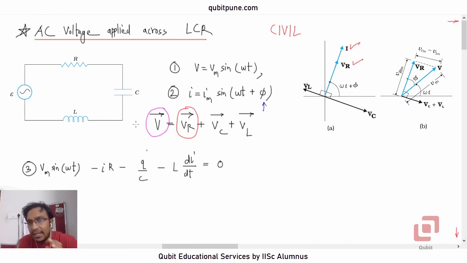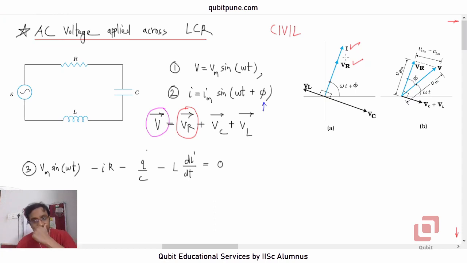Right? At any given instant t, let's say omega t plus phi is the phase of the current, where omega t is the phase of the instantaneous voltage. That's the main voltage. But in this case VC lags VR or I by pi by 2, and VL leads VR or I by pi by 2. Have you understood this?